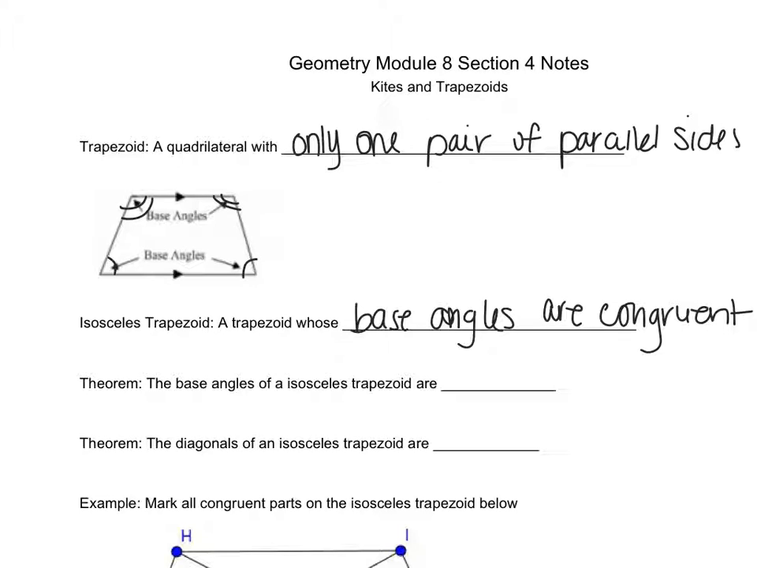So we have two theorems relating to trapezoids. The first being that the base angles of an isosceles trapezoid are congruent. The second one is that the diagonals of an isosceles trapezoid are congruent as well. Now, these two theorems only apply to isosceles trapezoids. So if we have a regular trapezoid, so it just has a pair of parallel sides, the diagonals are not congruent in that case.